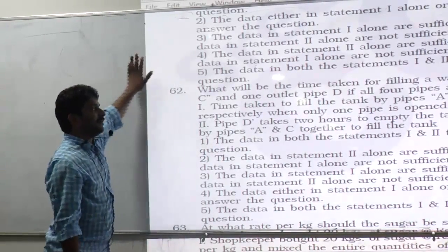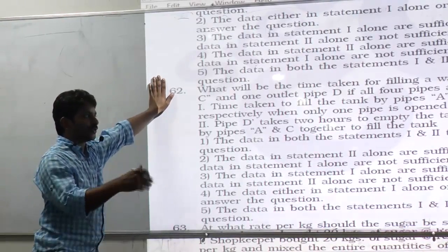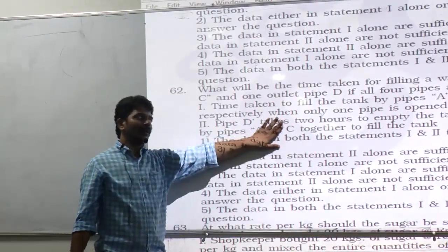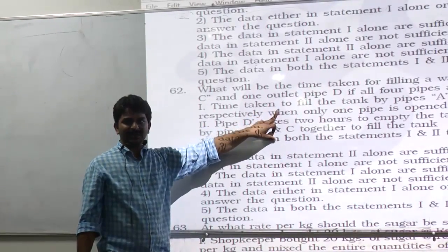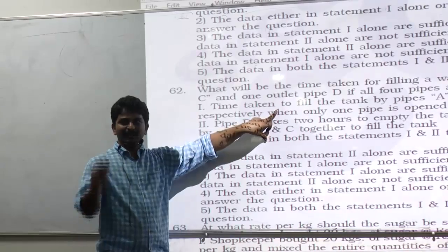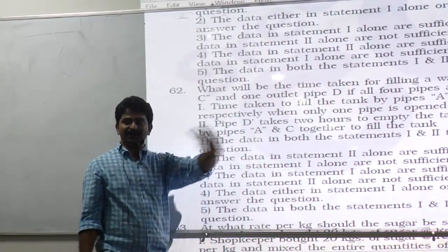First option: the time taken to fill the tank by pipes A, B, C is in the ratio 2:3:4 respectively when only one pipe is open at a time. Did they give the time, or the ratio? Does the answer come from this? First of all, there is nothing about D here, nothing about D. 1 alone is not sufficient.